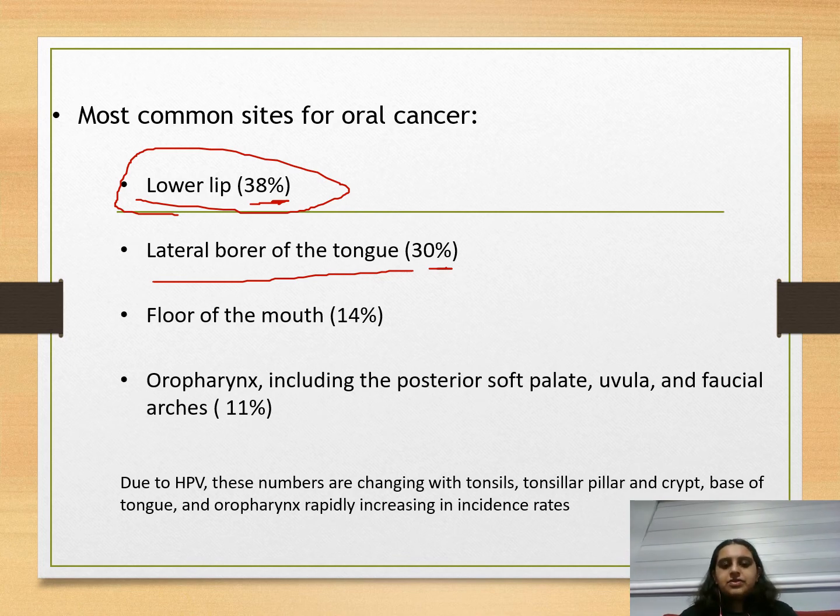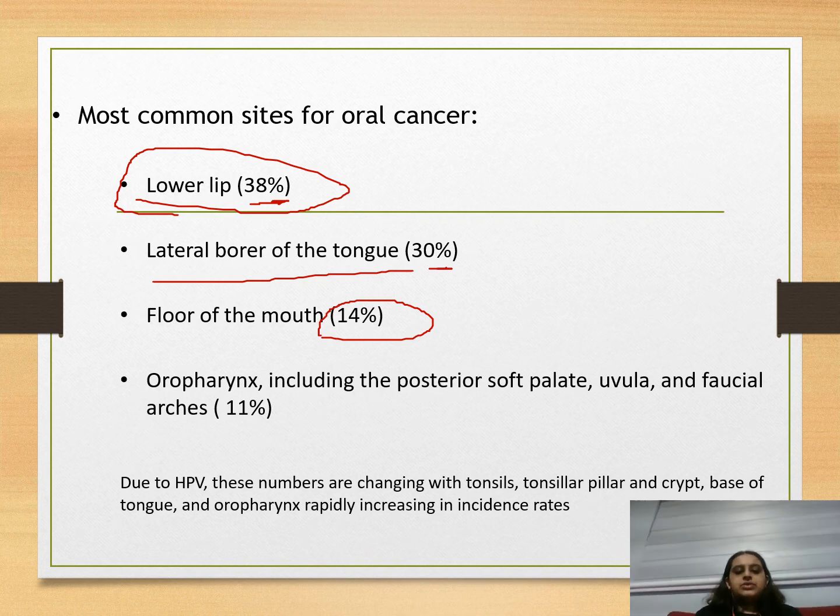And the rest of it's like the floor of the mouth, which is why we go inside the floor of the mouth and check there. So that's 14%, and then the rest of it's just on the soft palate, uvula, things like that. So it's important to realize that it starts really right there, and I think skin cancer is the biggest on the lip as well, so keep an eye out for that.